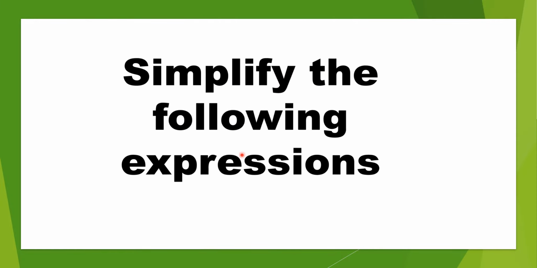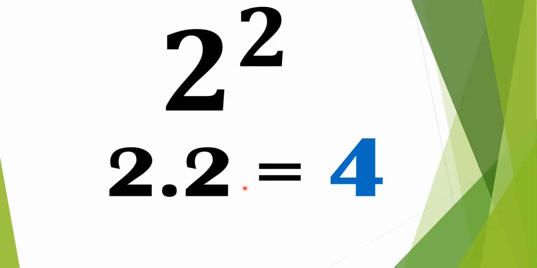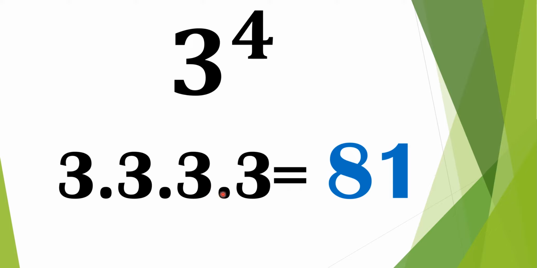Okay, simplify the following expressions. Number 1, 2 raised to 2. What is 2 raised to 2? So, pag 2 raised to 2, this means 2 times 2. And 2 times 2 is equal to 4. Next, 3 raised to 4. So, 3 raised to 4 means 3 times 3 times 3 times 3. So, if we are going to simplify this one, this is equal to 81.